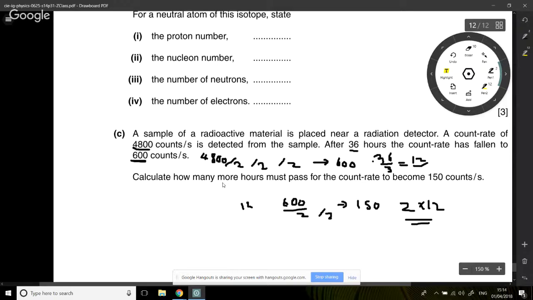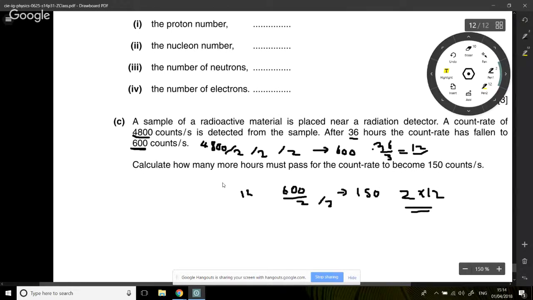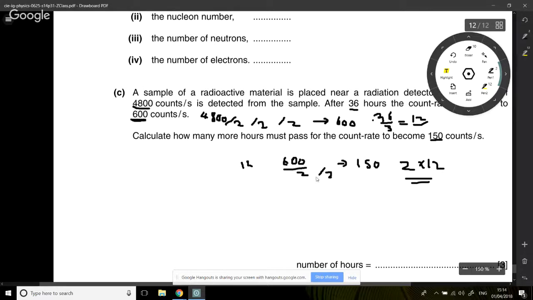So now we want to go from 600 to 150. Again, the numbers work out right. You just divide this by 2 twice. So we know that it goes through 2 half-lives, and we know that each half-life is 12 hours. So you just say 2 times 12.